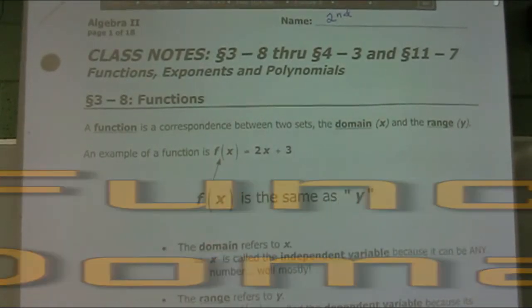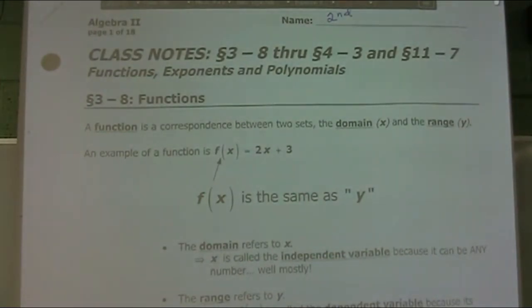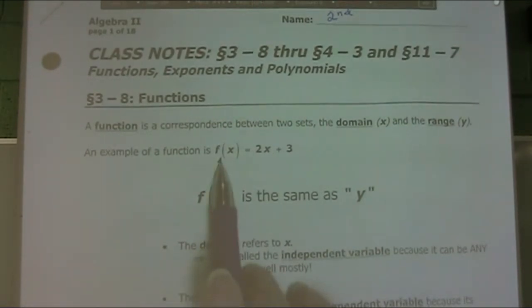The first thing that we're going to talk about is functions. This first section that we're covering is on functions. And all a function is, is a correspondence between two sets: the domain, which is the values for x, and the range, which is the values for y. As an example, I've got this function, f of x, and that's how you would say this. Not f times x, but f of x, or a function of x, equals 2x plus 3.